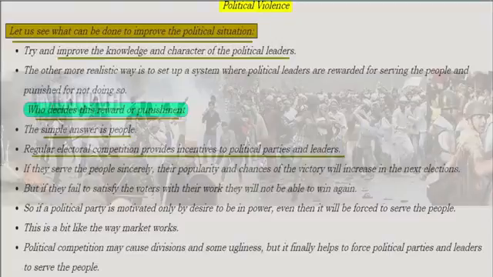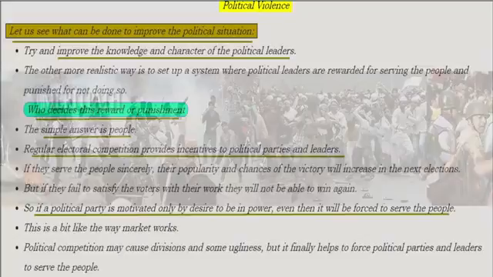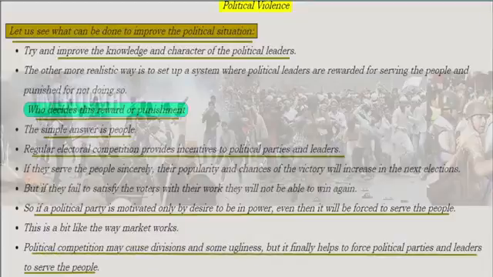Regular electoral competition provides incentives to the political parties and leaders, and if they serve the people sincerely, their popularity and chances of victory will increase by the next elections. But if they fail to satisfy the voters with their work, then they will not be able to win again. So if a political party is motivated only by the desire to be in power, then it will be forced to serve the people. This is a bit like the way the market works. Political competition causes division and ugliness, but finally it helps to force political parties and leaders.